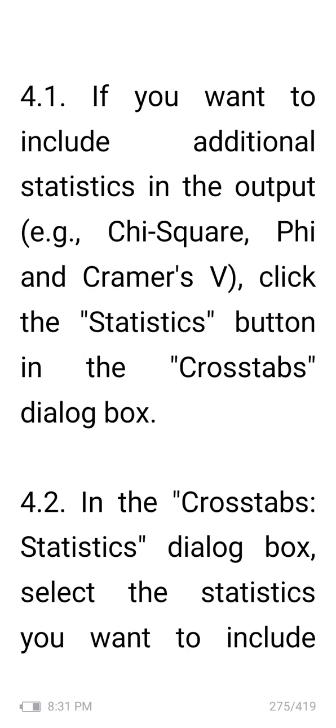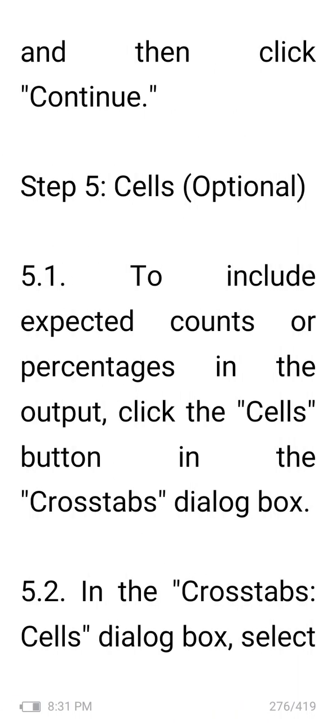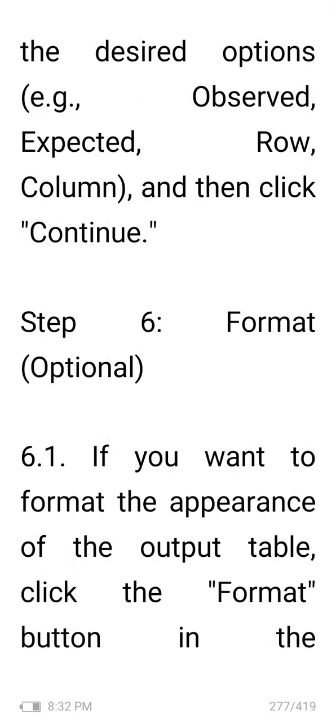And statistics. If you want to include additional statistics in the output like chi-square, phi, and Cramer's V, click the statistics button in the crosstabs dialog box. In the crosstabs statistics dialog box, select the statistics you want to include and then click continue. Then cells. To include expected counts or percentages in the output, click the cells button in the crosstabs dialog box. In the crosstab cells dialog box, select the desired options like observed, expected, row, column, and then click continue.